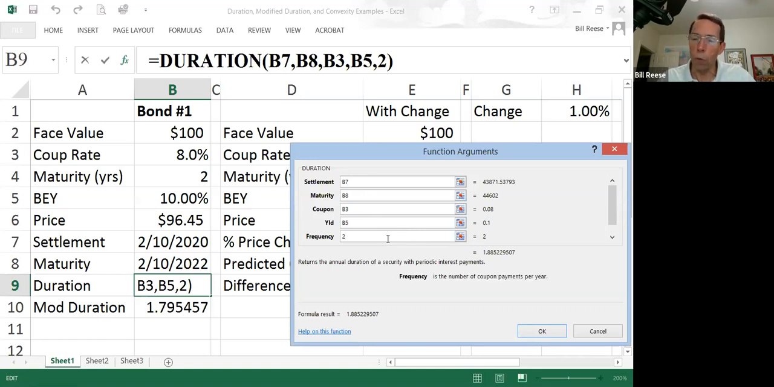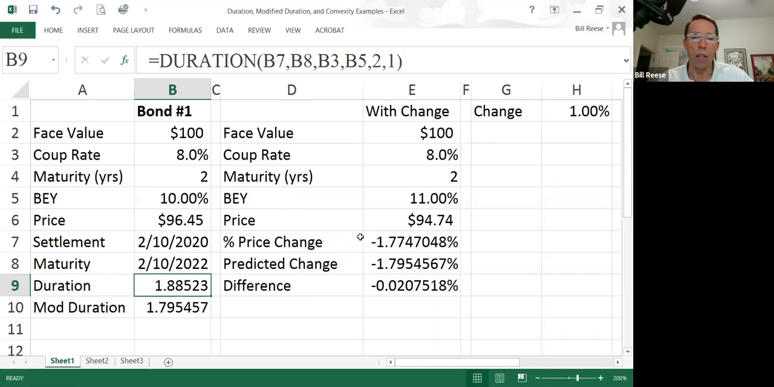Frequency is how frequently it makes its coupon payments, twice per year. And the basis, I just left it blank. We could put the basis in as a 1, and it really isn't going to change anything there, maybe the 4th decimal or something like that. But it's still 1.885, no matter what we put in as basis. So there's the duration.